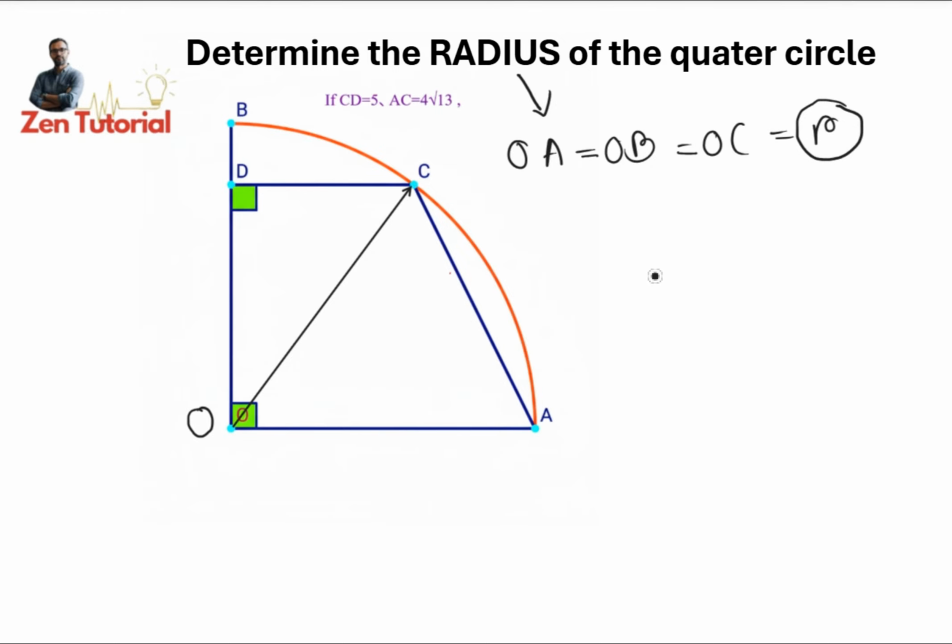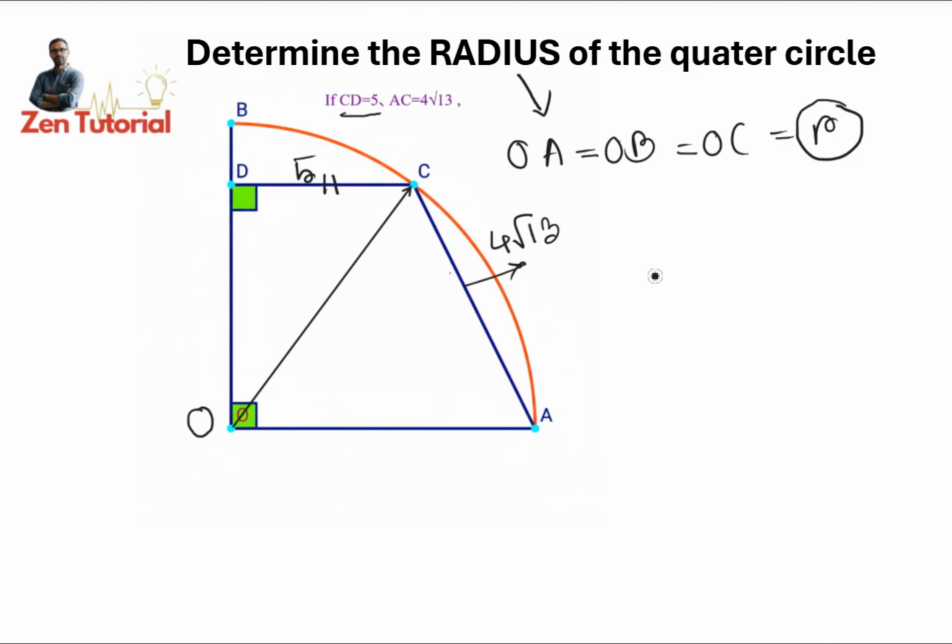And there is more information given within the question: the line CD, or DC, is equal to 5 units, and AC, this AC, is given as 4 square root of 13 units.